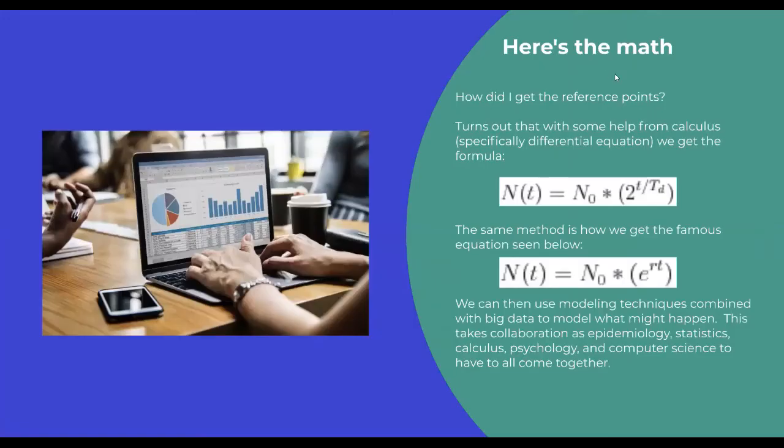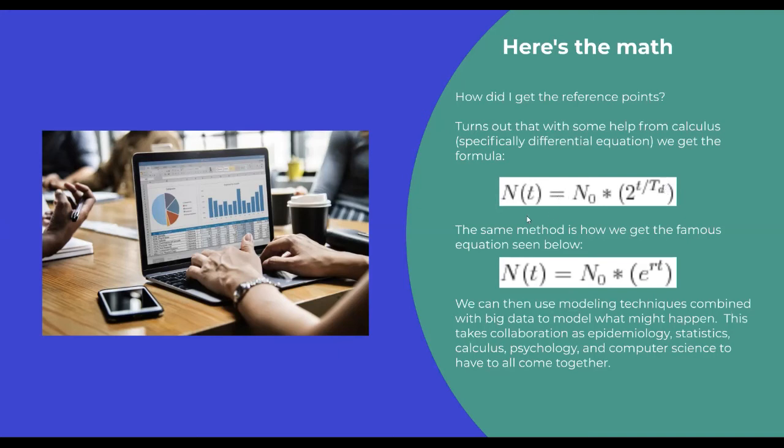So I'll just finish by talking about how I got these reference points. It turns out that with some help from calculus and differential equations, we can get the formula N of t equals N0 times 2 raised to the t over td. Now, what do these mean? N of t is the number of cases at time t, equals N0, which is the number of cases we had at time 0, which was the first day, times 2 raised to t over td. This is the time interval that we're at, the day that we're at, divided by the doubling time.